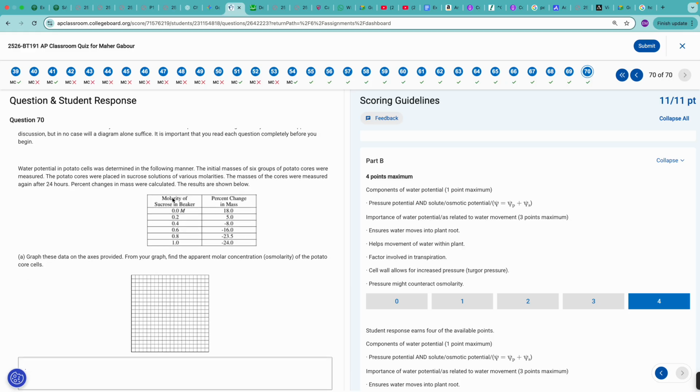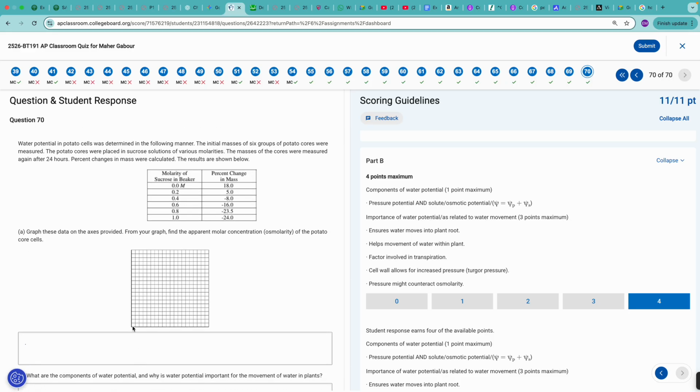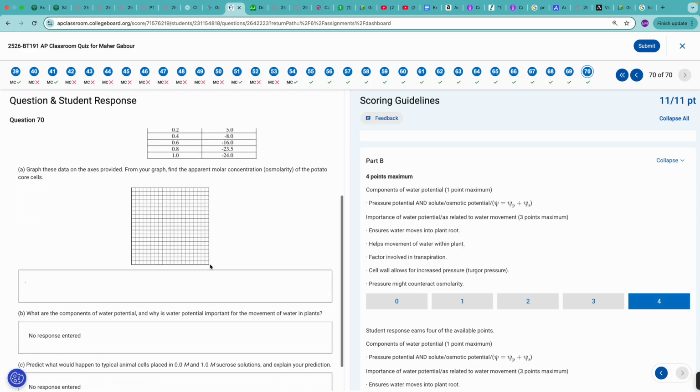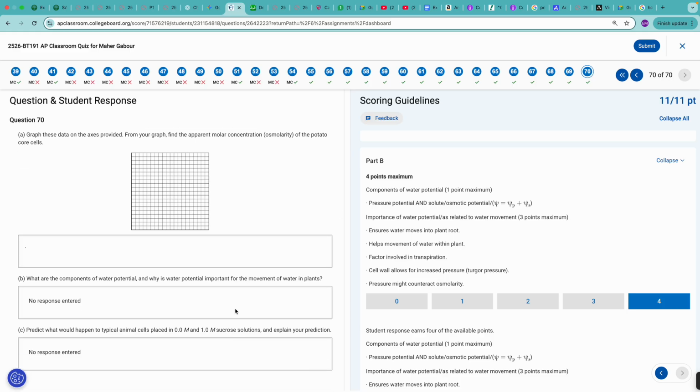Graph the data. The molarity, which is the independent variable, is on the X axis. The percent change in mass, which is the dependent variable, is on the Y axis. This is what we're measuring, and this is what we're changing. What we're changing is down here, what we're measuring is up there. You plot your points and draw your line. We know how to graph from the last periodic video. Now, what are the components of water potential, and why is water potential important for the movement of water in animals?